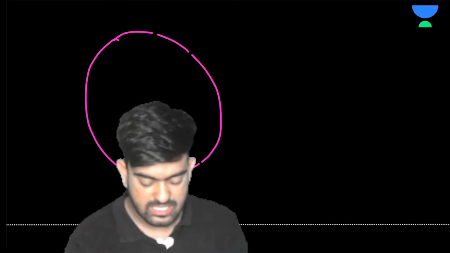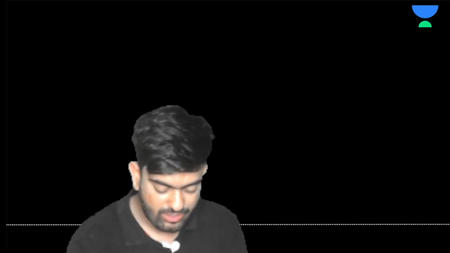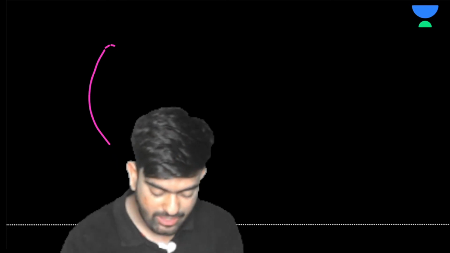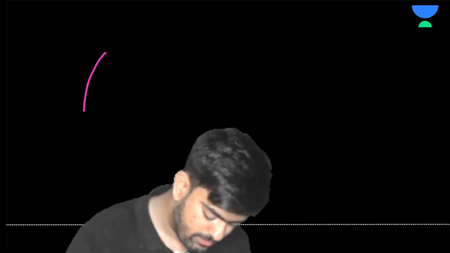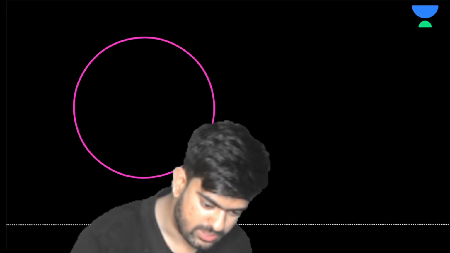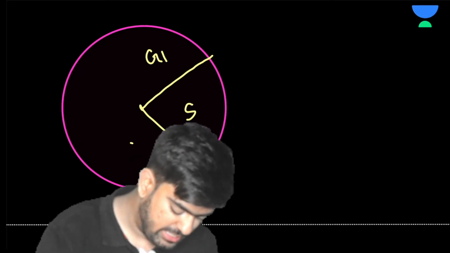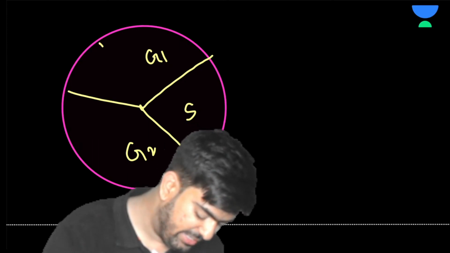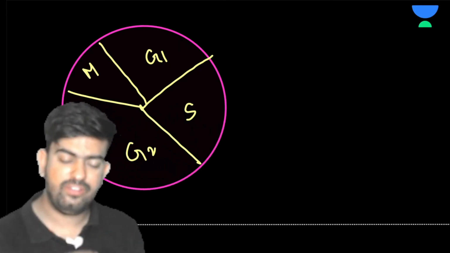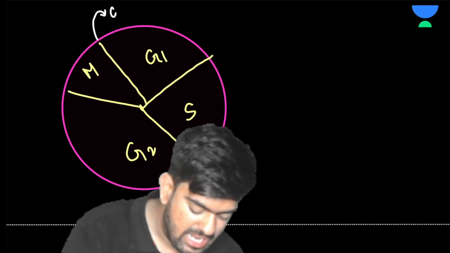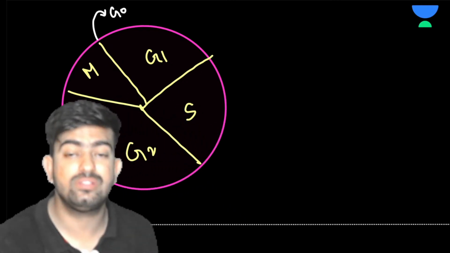And after M phase, the cell again tries to enter into, one second, I'll make a circle here first. Okay, yeah. So what did we have? In a cell cycle, we had G1 phase, S phase, G2 phase, right? After G2 phase, we had M phase. And then after M phase, the cell again enters into the G1 phase. But what if the cell doesn't want to divide? So it exits the cell cycle, and this is known as G0 phase, which is known as quiescent phase.